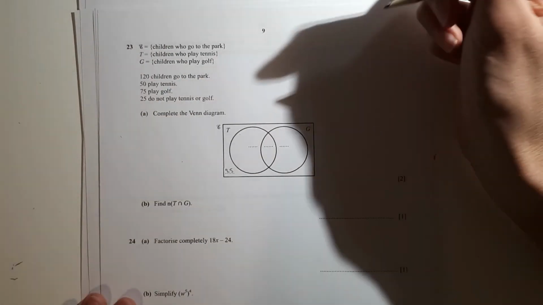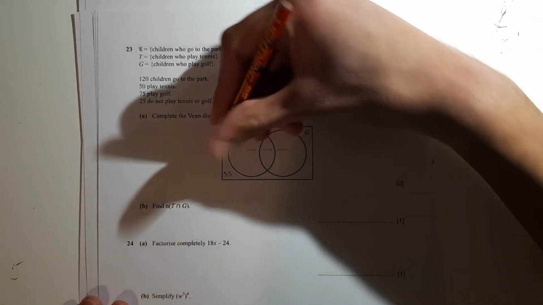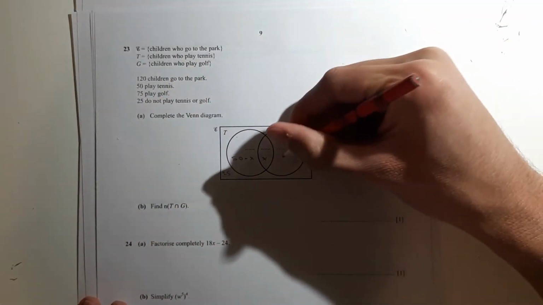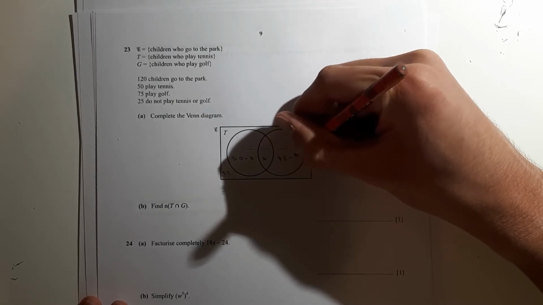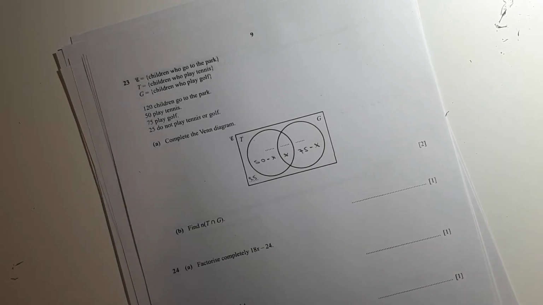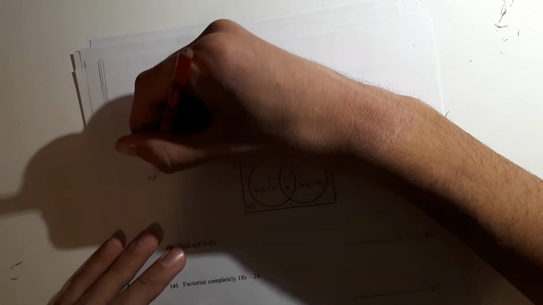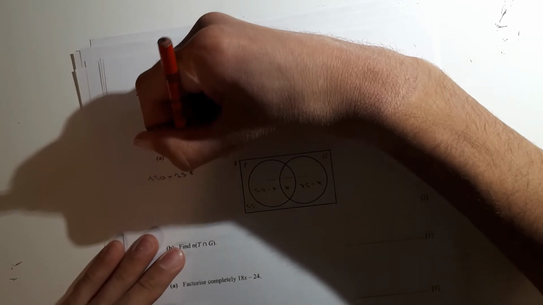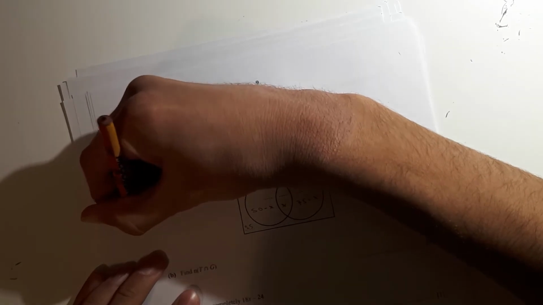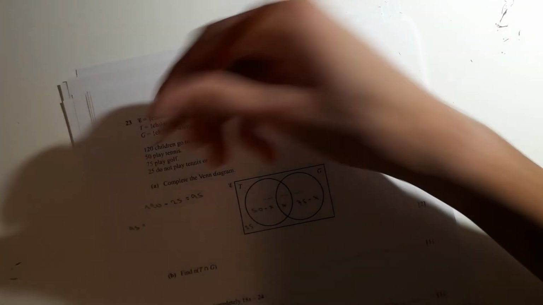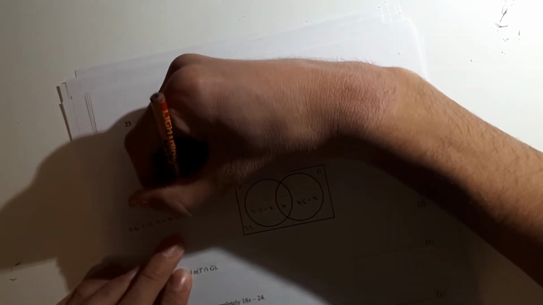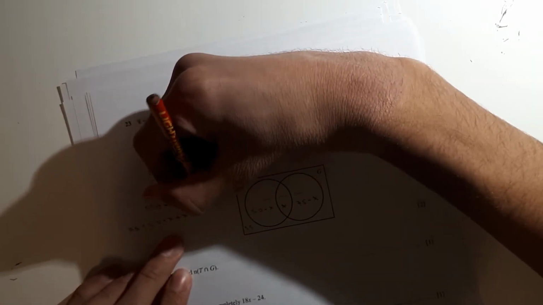Now, we know that this T, that is people who play tennis, is 50 less X, this is going to be X, and this is going to be 75 less X. And the union between T and G is going to be equal to 120 less 25, that is going to give us 95. So we're going to make 95 to know the value of X. It's equal to 50 less X plus X plus 75 minus X.